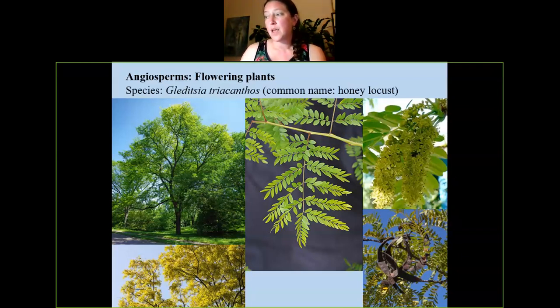What do I want you to know about honey locust? It's deciduous. It has a seed pod that looks like this on the bottom. It's actually in the bean family, the legume, which is the pea family.